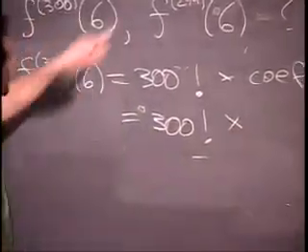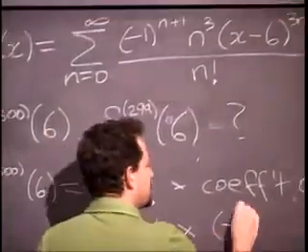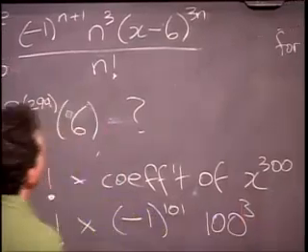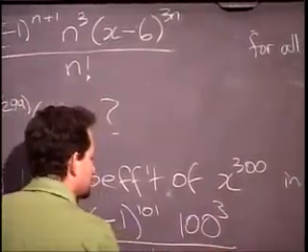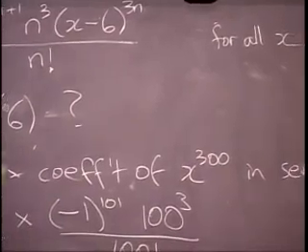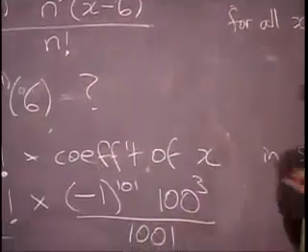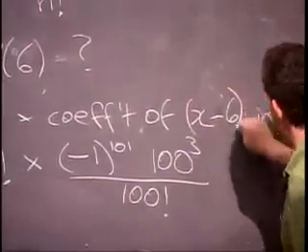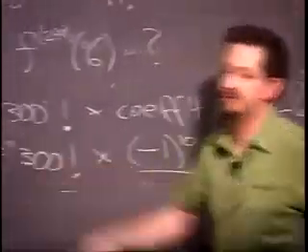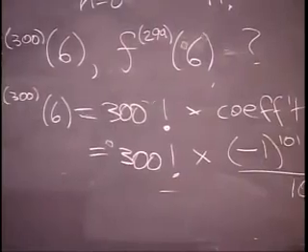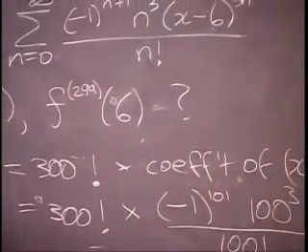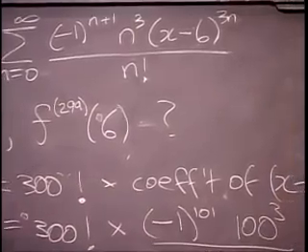If I plug in n equals 100, I still got the 300 factorial, of course, but for n equals 100, I get minus 1 to the 101 times 100 cubed over 100 factorial times the x minus 6. I wrote x to the 300. Of course, it's x minus 6 to the 300, since the 6 is where I'm evaluating the derivatives. Notice that this is a power series about x equals 6. So I can't find any information except at x equals 6.